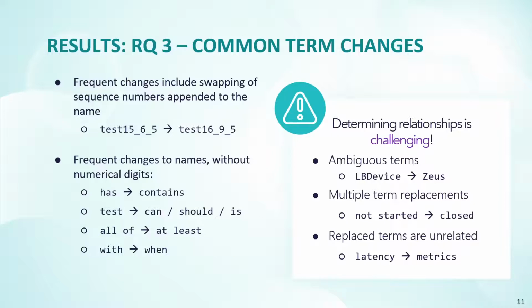There were also instances of change in behavior. For example, all of to at least. In these instances, the code changes from single instance data types to collections. We also observed that the term test is replaced with a term associated with a Boolean return type. For example, can, is, or should.